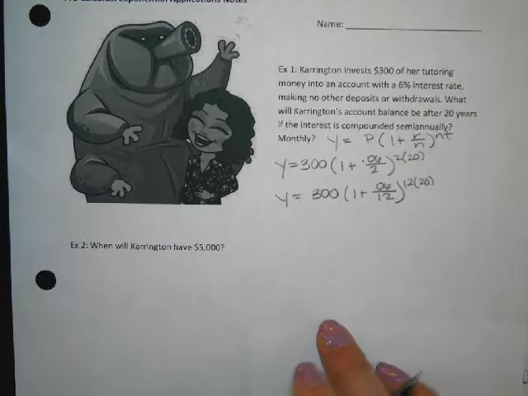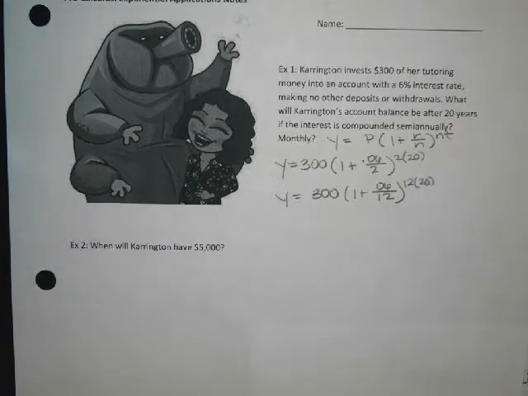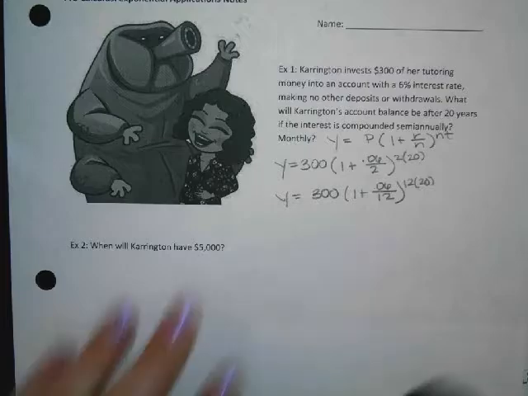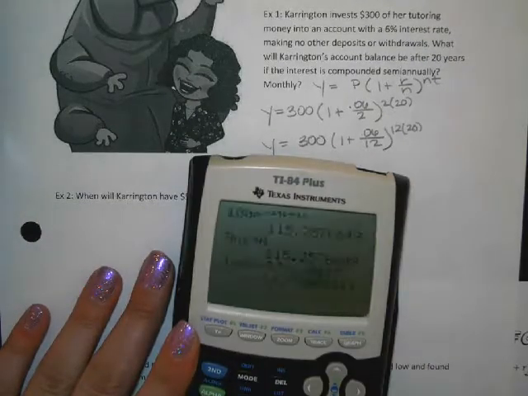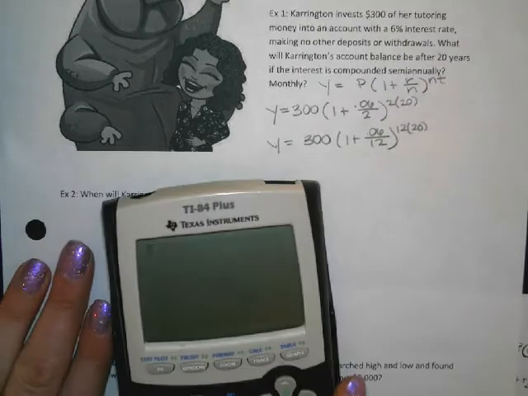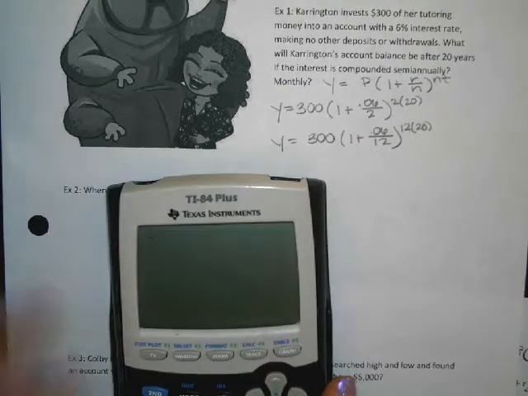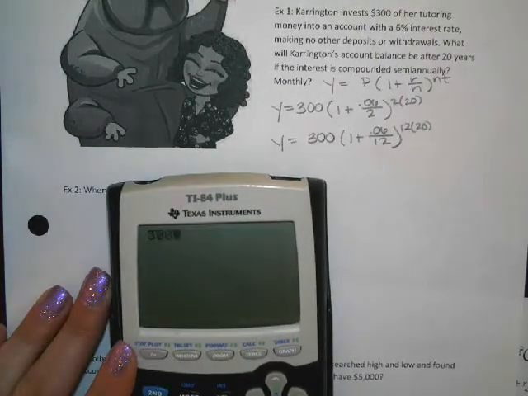And for both of these, we're just going to go ahead and plug that straight into the calculator. These are the nice, easy problems. If we have this on a test, these are the nice, easy points. You just have to make sure you understand which formula to use and that you can plug them in.